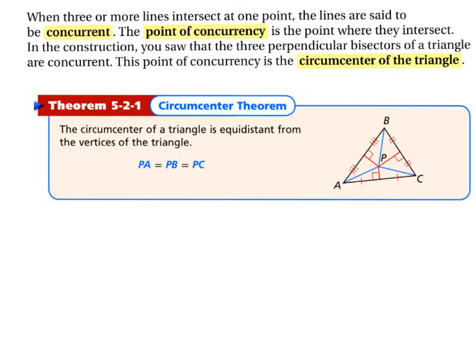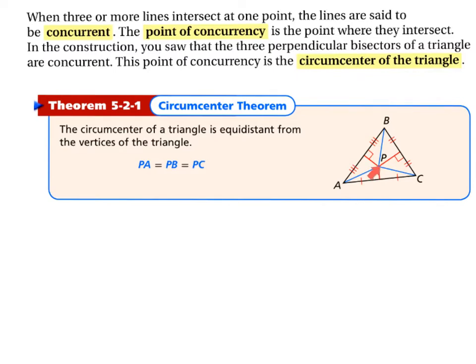So here is the circumcenter theorem. The circumcenter of a triangle is equidistant from the vertices of the triangle. So this theorem states that PA would be equal to PB, which is equal to PC. So what happens is this. Perpendicular bisectors. Now, the red lines represent the perpendicular bisectors. They all meet at point P. That is called the point of concurrency.